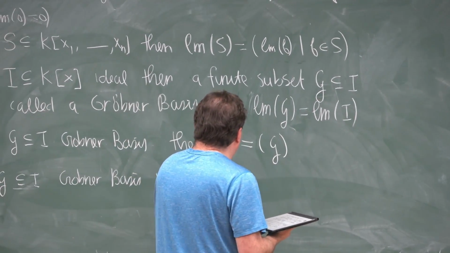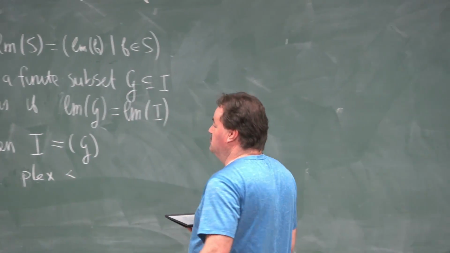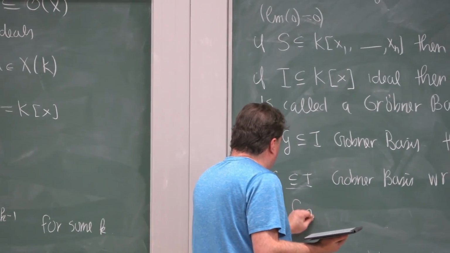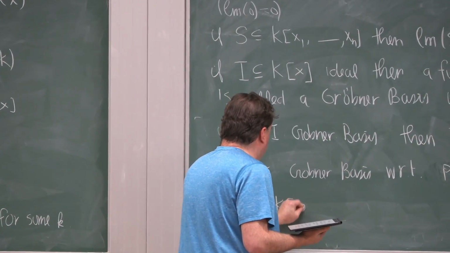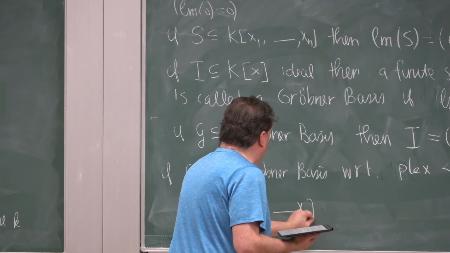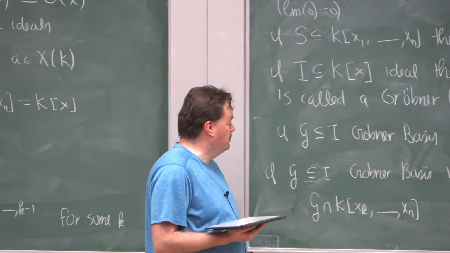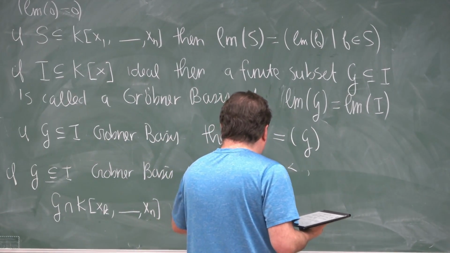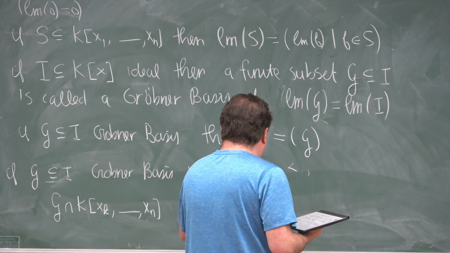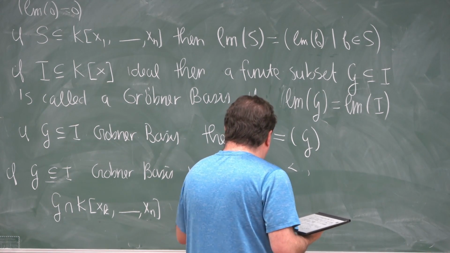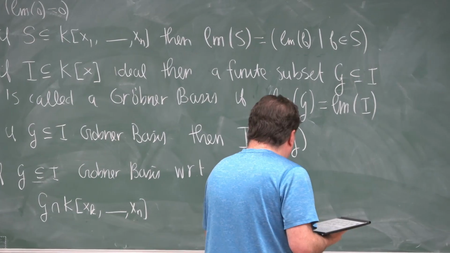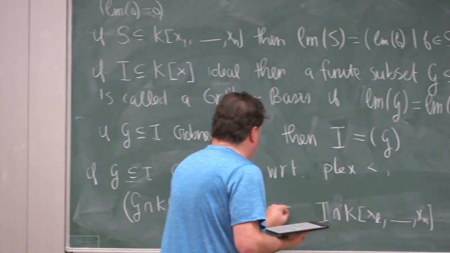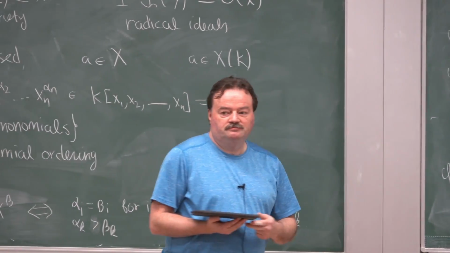So if we use the pure lexicographic ordering, then we have the following. If we intersect G with the polynomial ring in x_k up to x_n, then this intersection is actually a Gröbner basis of the ideal I intersect k[x_k, ..., x_n]. And so in particular, if we take the ideal generated by this, then it's equal to this intersection ideal.